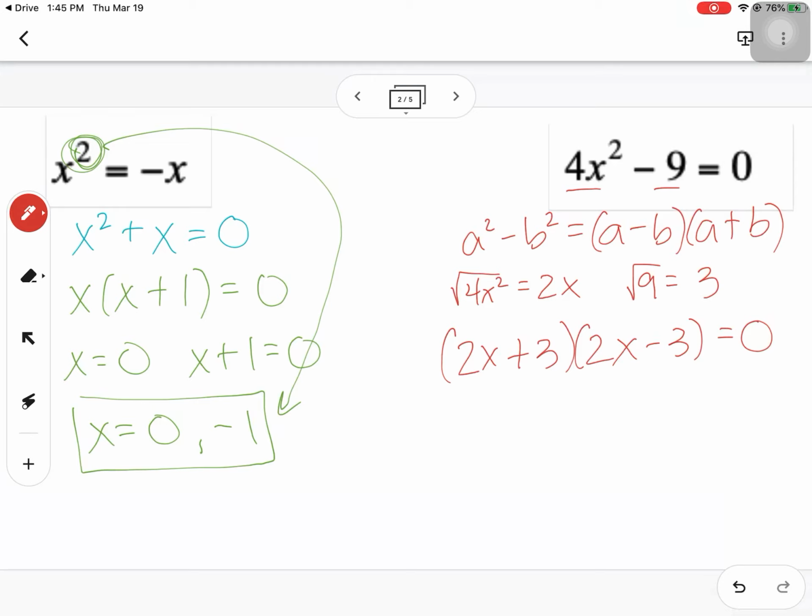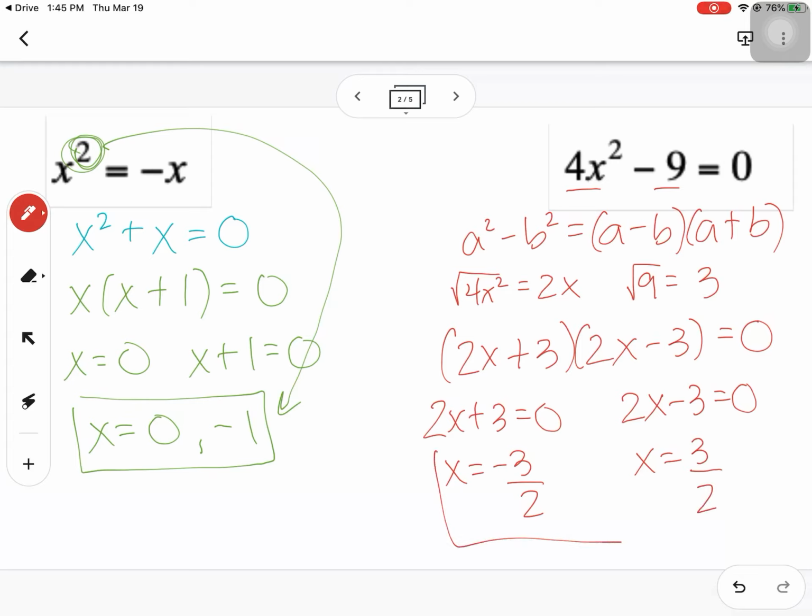And then I'm still going to apply the zero product property, which says that the only way this is true, when you have two numbers multiplied to equal 0, is if one of them is 0 or if the other one is 0. And then we're going to solve. This one gives me -3 over 2. This one gives me +3 over 2. You can also tell me 1.5 and -1.5. Either is fine.